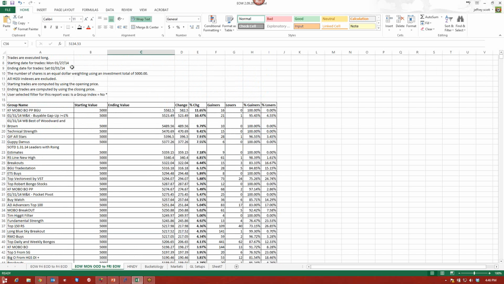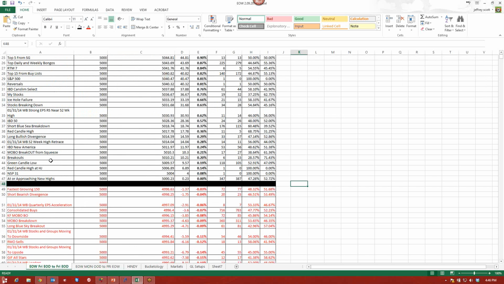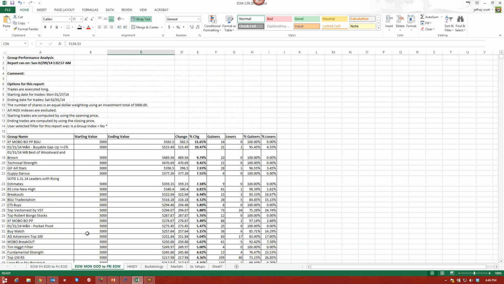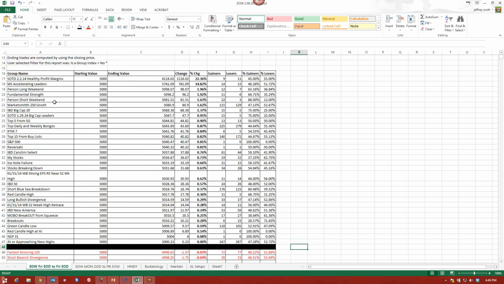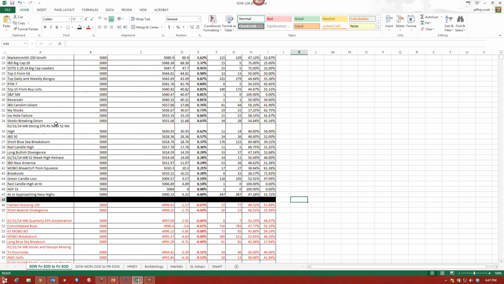You know what? Ignore this. I ran this on the wrong dates. Let's go back here and look at this one. These are the right dates. Yep, this is looking at the prior week. You can see more red than black over the last week, so it was a tough market.